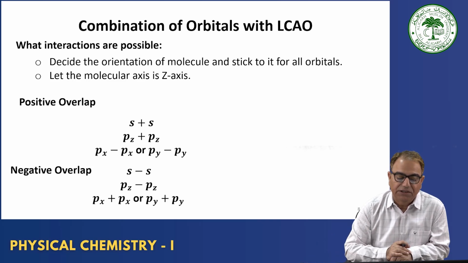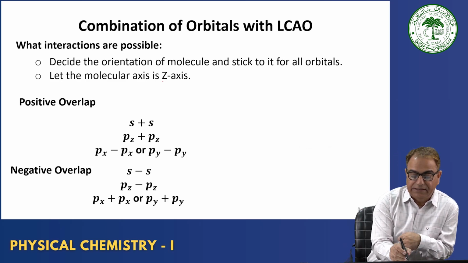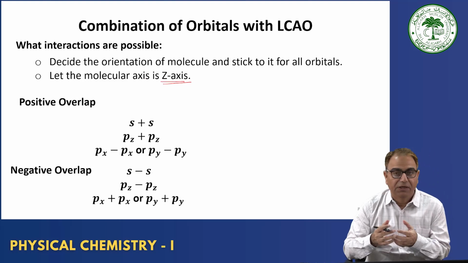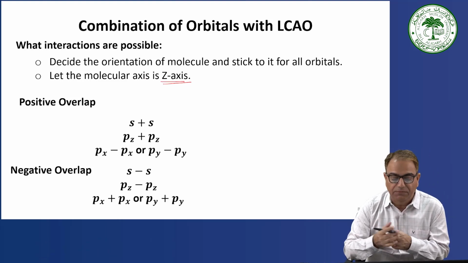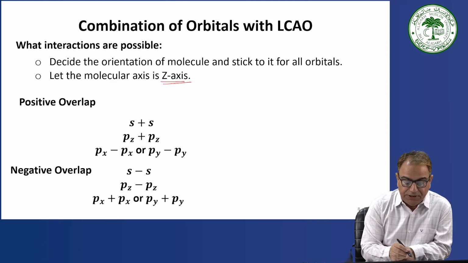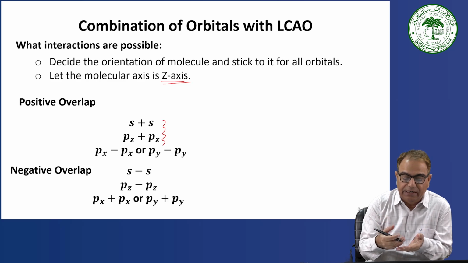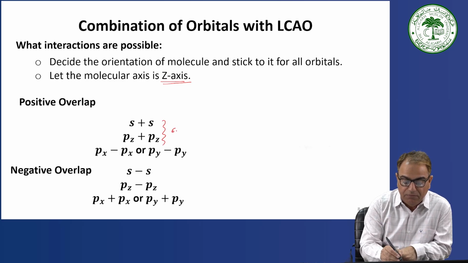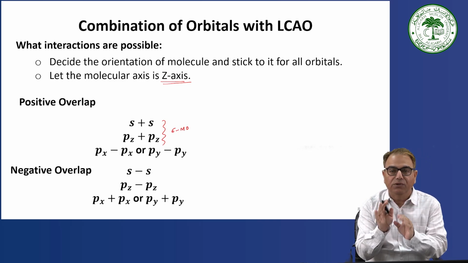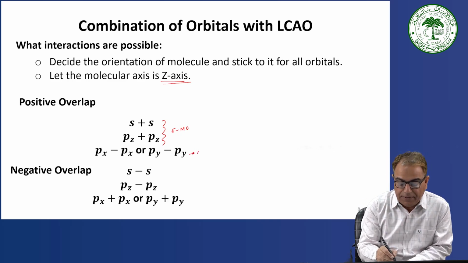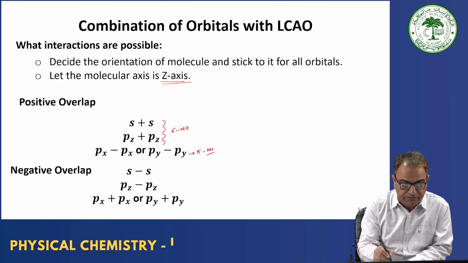So what kind of interactions is possible? Okay, we said that s-s overlap is possible, pz overlap, and now I have said let the molecular axis be the z axis. We suppose that the molecule lies along the z axis, and if the molecule lies along the z axis, then pz and pz combination and s and s combination are the combinations which will overlap along the molecular axis, and this will give you a sigma molecular orbital. But px and py overlap will be perpendicular to the molecular axis, and this will give you a pi molecular orbital. So this is the fundamental difference.